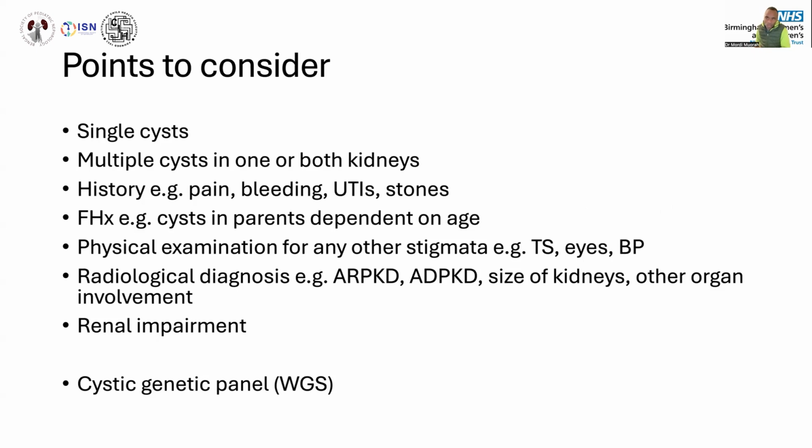And what does it look like radiologically? Does it look like an autosomal recessive polycystic kidney disease or autosomal dominant polycystic kidney disease? Sometimes our radiologists can be very helpful in giving us steers or pointers as to what it is. Or is it a multicystic dysplastic kidney? What are the sizes of the kidneys? Are there any other organs involved, like the liver, where other cysts have been found? Is there any kidney or renal impairment? And we will come on to what the genetics tells us.